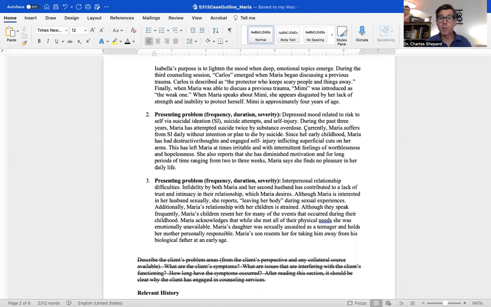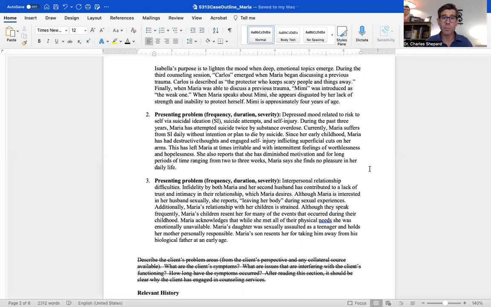Presenting problem number 2, I identified as depressed mood related to risk to self via suicidal ideation, suicide attempts, and self-injury. So during the past 3 years, Maria has attempted suicide twice. Again, that's frequency and severity, and duration. And she did it by attempted substance overdose. She combined prescription medication with alcohol. Currently, Maria suffers from SI daily without intention or plan to die by suicide.